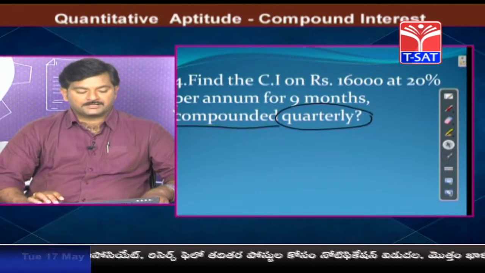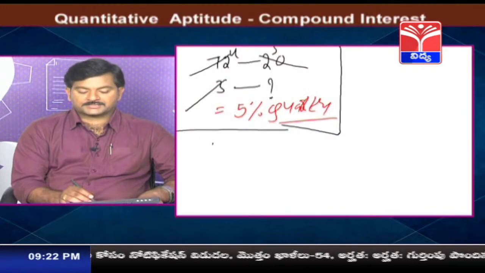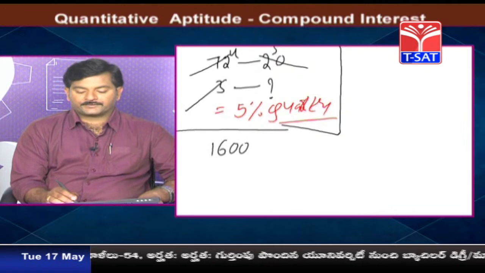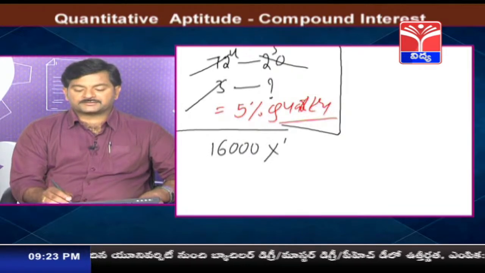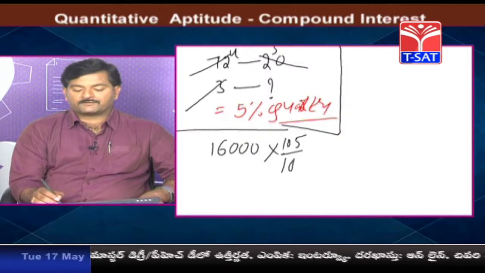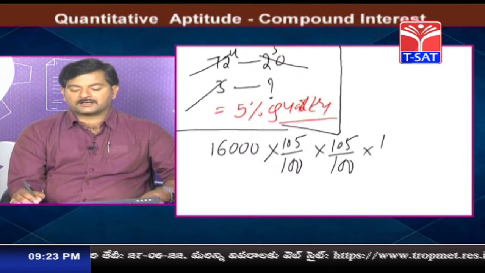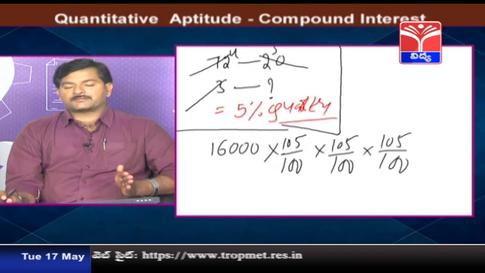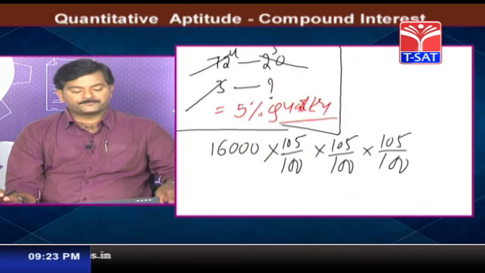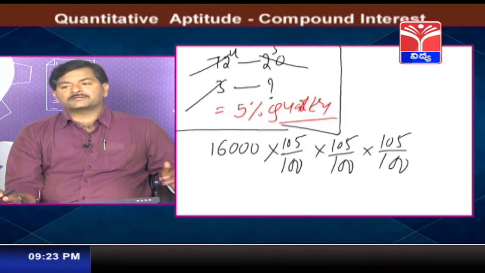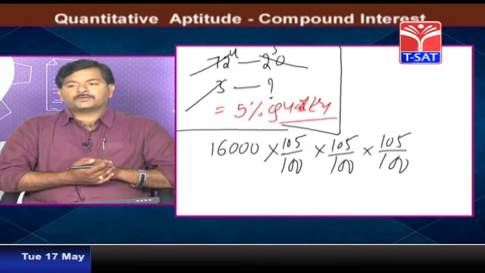But he borrowed the amount for how many months? 9 months. In the 9 months, how many times does he have to pay the interest? 3 times. That's why amount equals 16,000 rupees into 105 by 100 for the first 3 months, 105 by 100 for the next 3 months, and 105 by 100 for the last 3 months. So 3 months, 3 months, 3 months, total 9 months. Okay, I hope you understood.